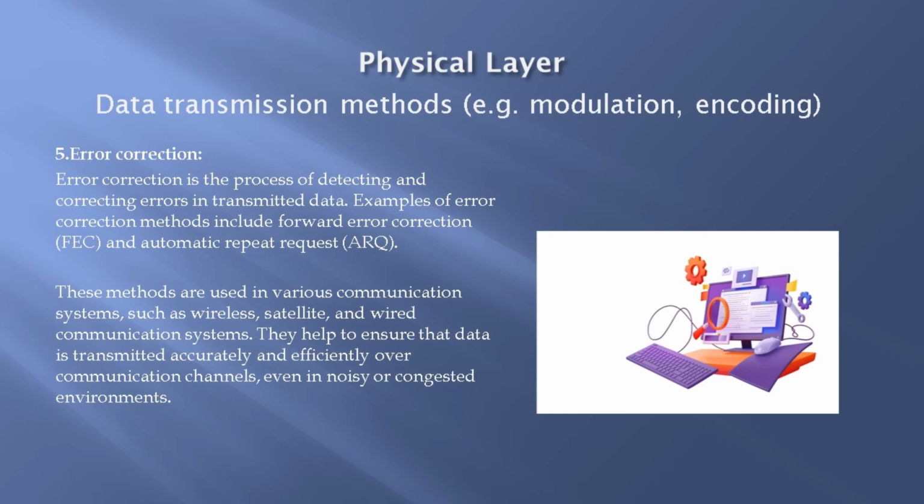5. Error correction. Error correction is the process of detecting and correcting errors in transmitted data. Examples of error correction methods include forward error correction (FEC) and automatic repeat request (ARQ). These methods are used in various communication systems, such as wireless, satellite, and wired communication systems. They help to ensure that data is transmitted accurately and efficiently over communication channels, even in noisy or congested environments.